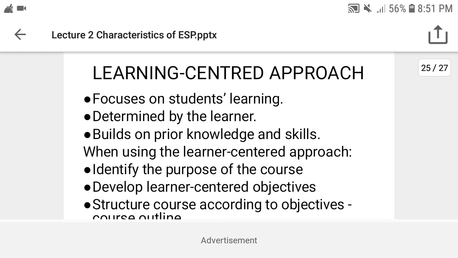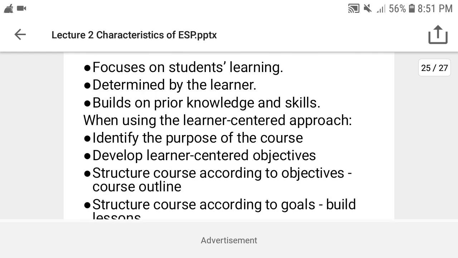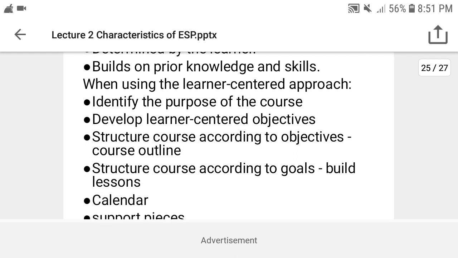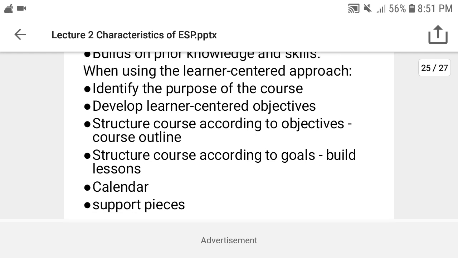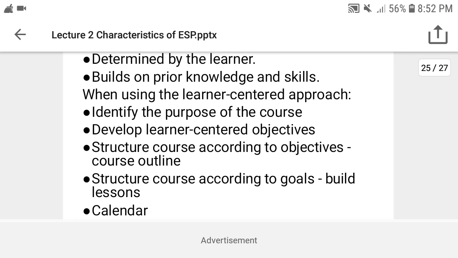Learning-centered approach focuses on students' learning determined by the learner, builds on prior knowledge and skills. When using the learner-centered approach, identify the purpose of the course, develop learner-centered objectives, structure the course according to objectives, course outline, structure the course according to goals, build lessons, calendar, support pieces.